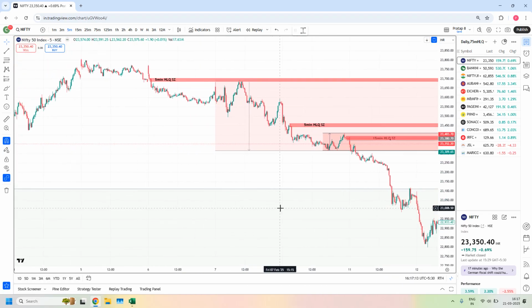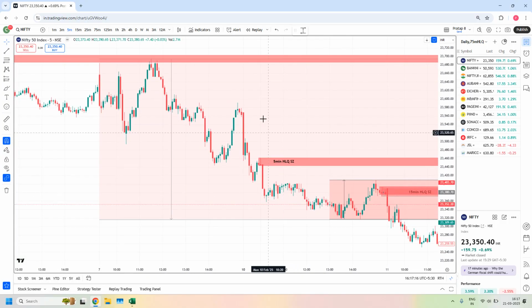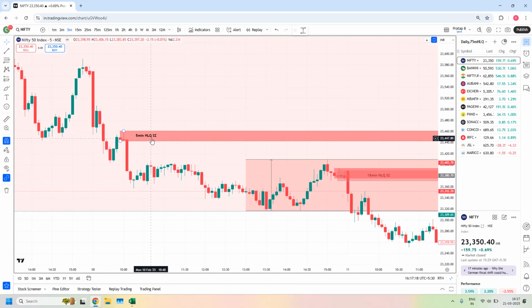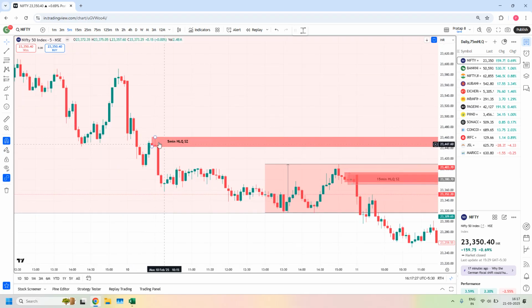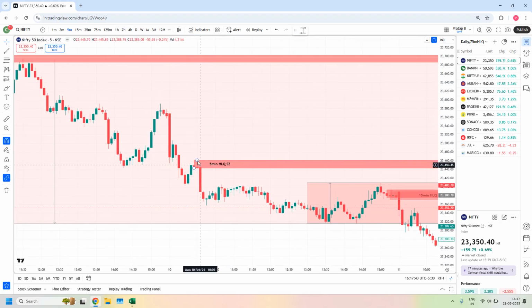And before that, a few more points I have to tell you. Here you have one more 5-minute high liquidity zone, rally base drop. This is a high liquidity supply zone. You can use this as an aggressive trade setup inside the daily high liquidity supply zone. As I told you, lower time frame HLQ zones can be used as an aggressive trade setup. Because it is a high liquidity zone, they have higher chances. These zones may give you some success.